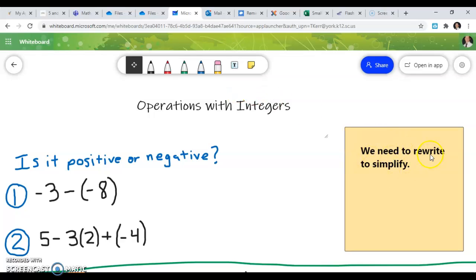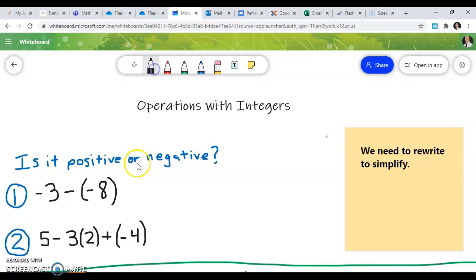This is a key that we need to do well on Edgenuity and on some of these tougher problems. We need to rewrite to simplify. Okay, so I would have that written down and then write these examples down as well. And what a lot of times they're going to ask you is to understand, is it positive or negative? A lot of the questions will say, select all of the ones that are positive, or select all of the answers that will be negative. And we need to understand whether it's going to be positive or negative.